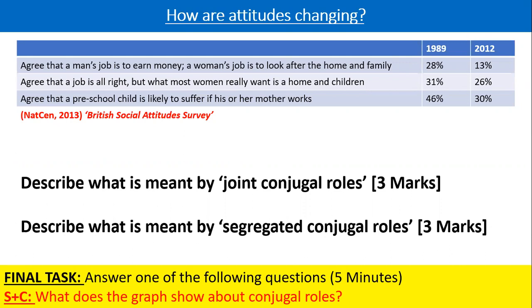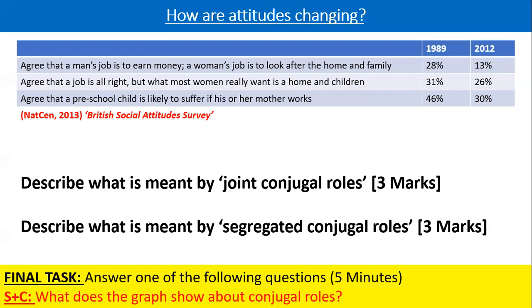And then for the second statement, agree that a job is all right, but what most women really want to do is be at home with the children. So again, this assumption that women want to be the housewife and carer. That assumption's dropped as well from 31 to 26% since 1989 to 2012. And then agree that a preschool child is likely to suffer if his or her mother works. So it's this idea that the family somehow can't function without a housewife performing all the domestic roles. So we had 46% previously, now it's dropped to 30%.